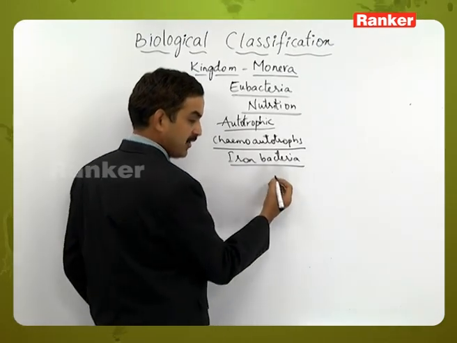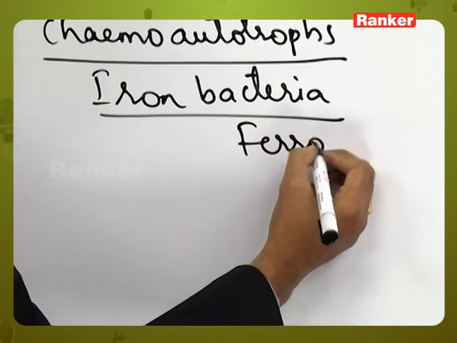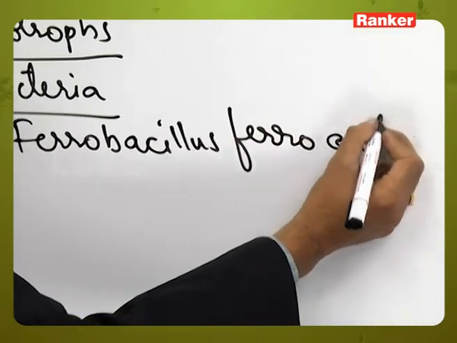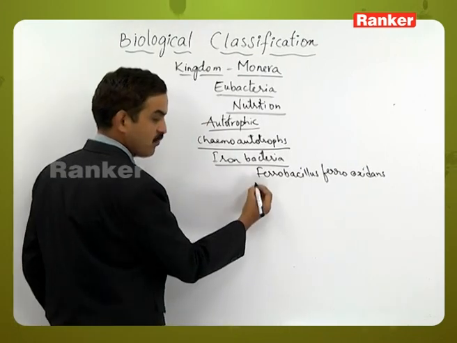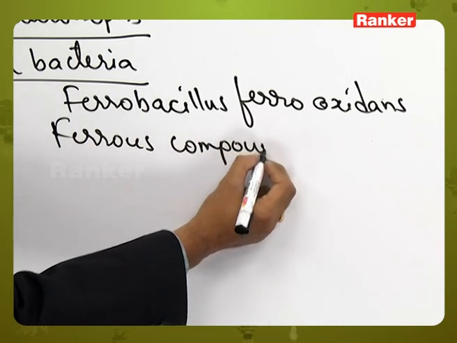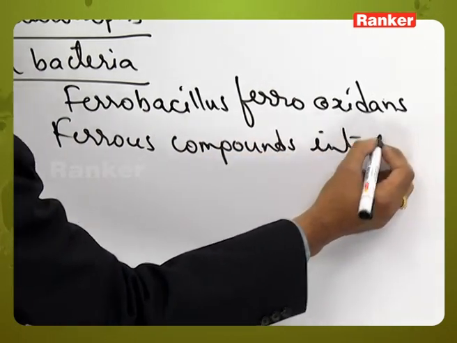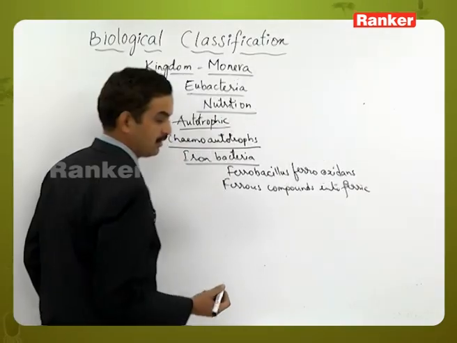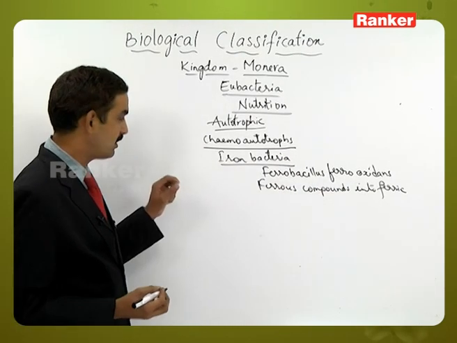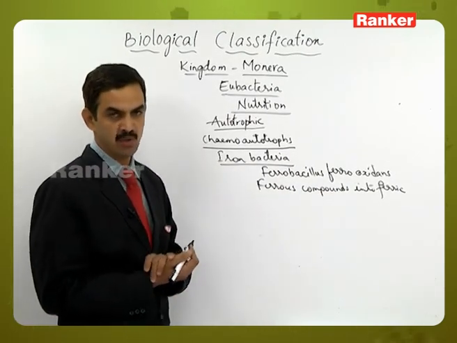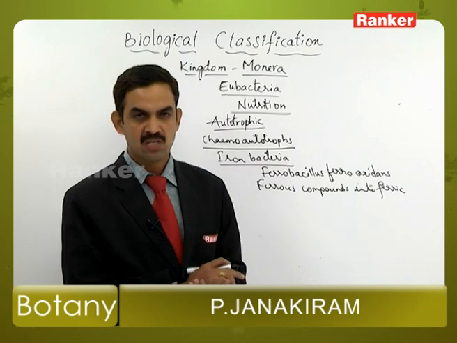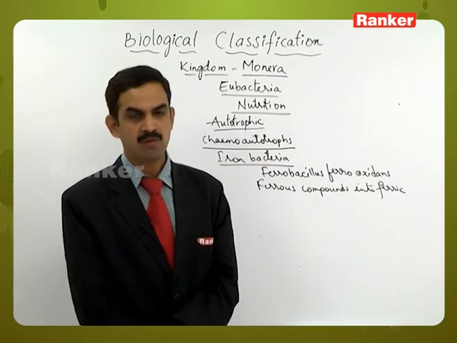Here the example is Ferrobacillus ferrooxidans. This is the one which will convert the ferrous compounds into ferric compounds. When these ferrous compounds are converted into ferric compounds, here also some amount of energy is released, which is used in the photosynthetic process. Likewise, based on the type of inorganic compound which is oxidized, the chemoautotrophs are divided into various types.